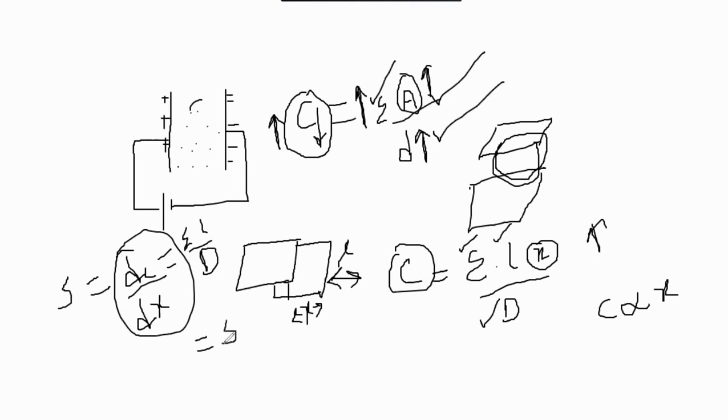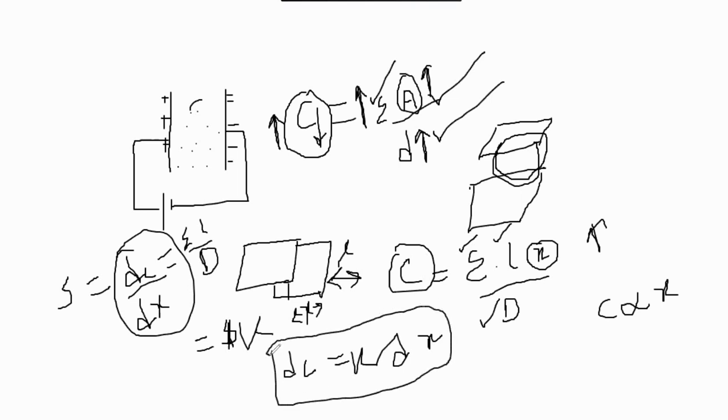Suppose this constant is equal to k. So dC equals k into dx. From this equation we can establish that dC is proportional to dx. That means the change in capacitance is proportional to the change in the overlapping area.